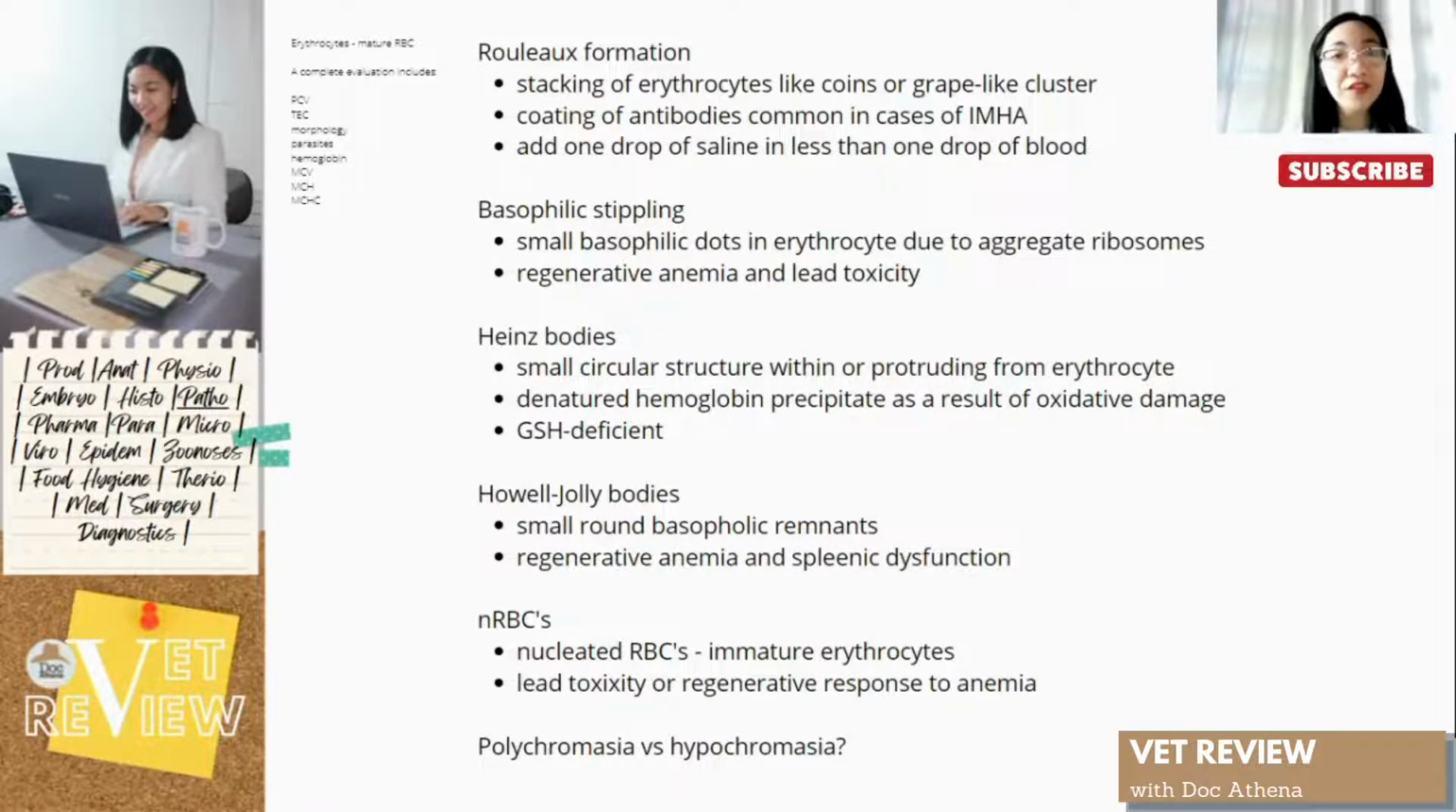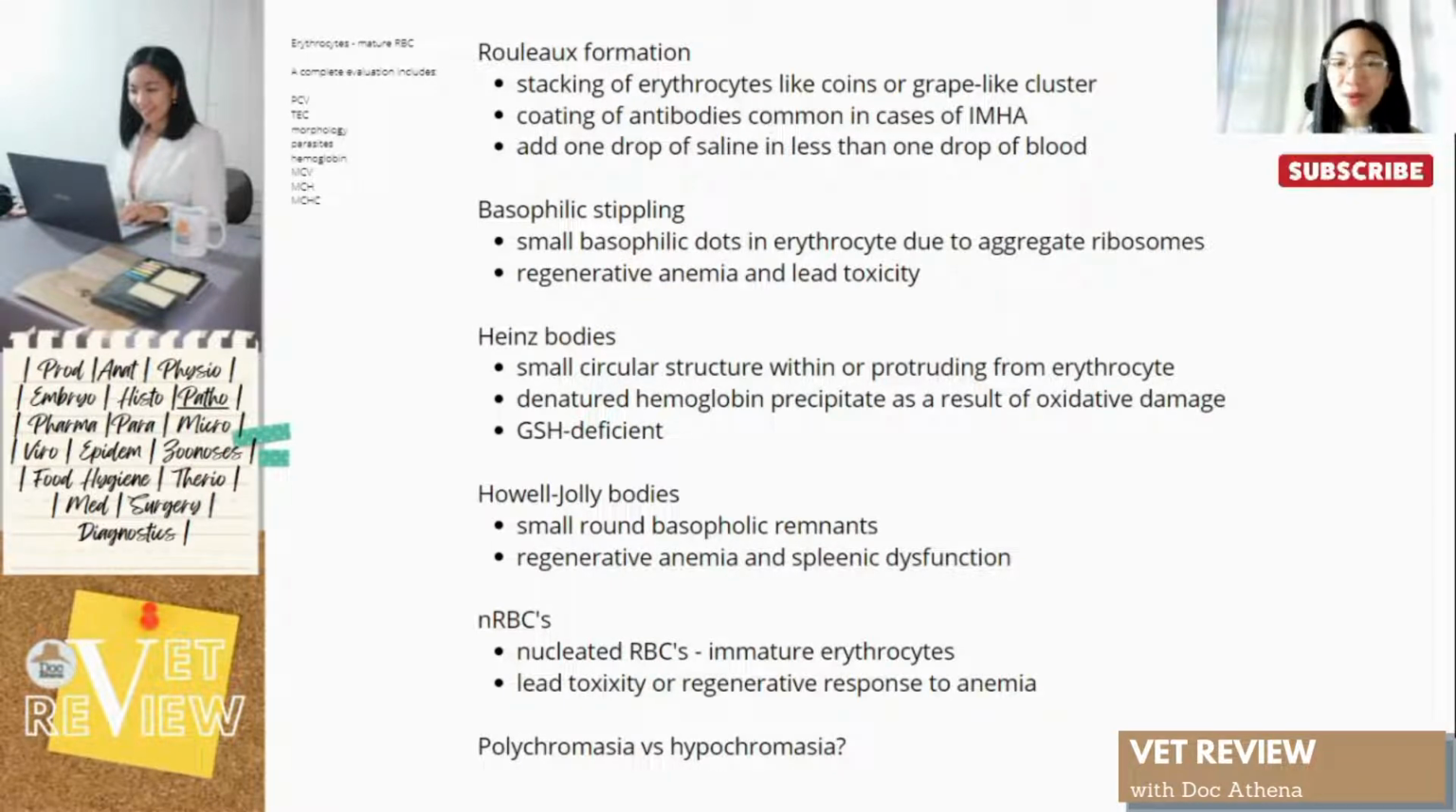Now next, basophilic stippling. These are small basophilic dots in erythrocytes due to aggregated ribosomes. And usually this is common in cases of regenerative anemia and lead toxicity.